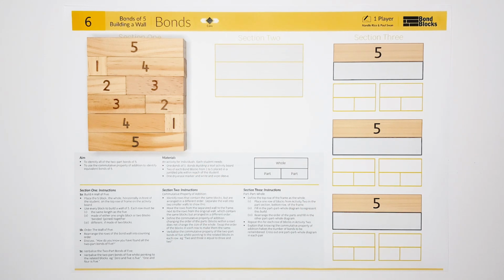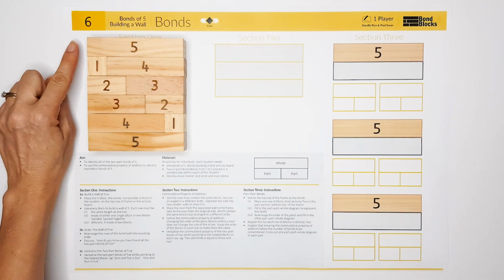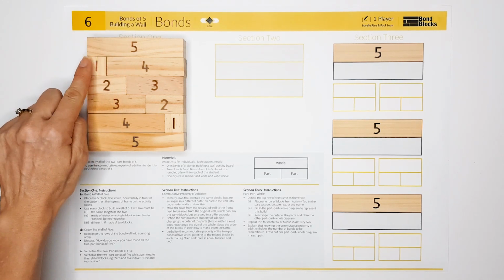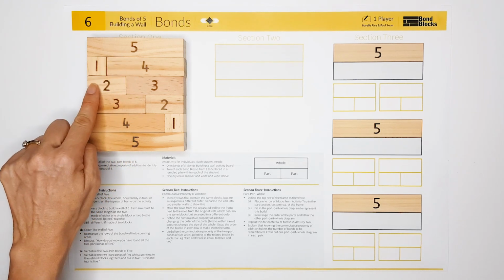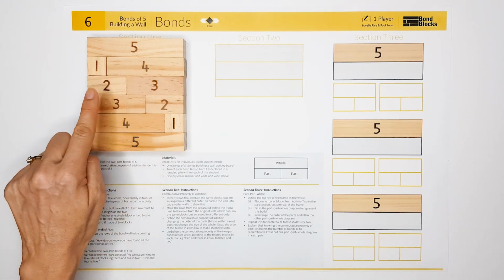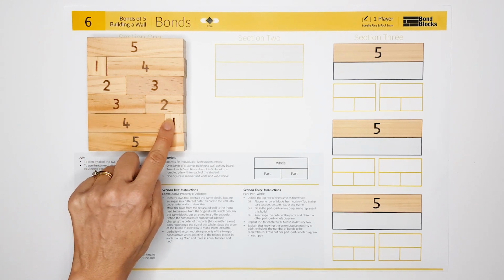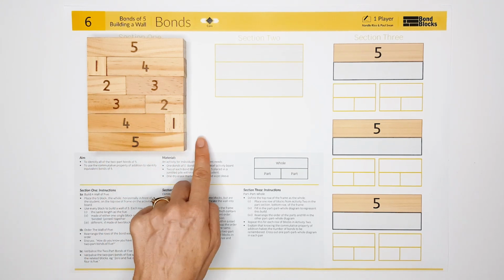You can either pause the video and say the 2-part bonds, remembering to touch them at the same time by yourself, or you can join together with me now. Ready? Go. 0 and 5 is 5. 1 and 4 is 5, 2 and 3 is 5, 3 and 2 is 5, 4 and 1 is 5, 5 and 0 is 5.